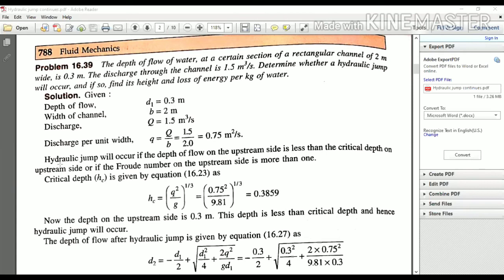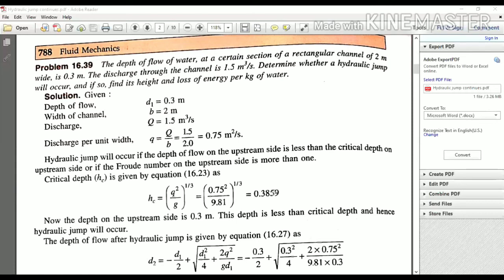So here you can see hydraulic jump will occur if the depth of flow on the upstream side is less than the critical depth. So this is our condition for the hydraulic jump to happen. So first we need to find the critical depth. So what is the critical depth? In our very previous videos, we have seen that critical depth is given by (q square by g) raised to 1 by 3. So q is nothing but the discharge per unit width we have calculated, and g is 9.81, raised to 1 divided by 3, that is 0.38.